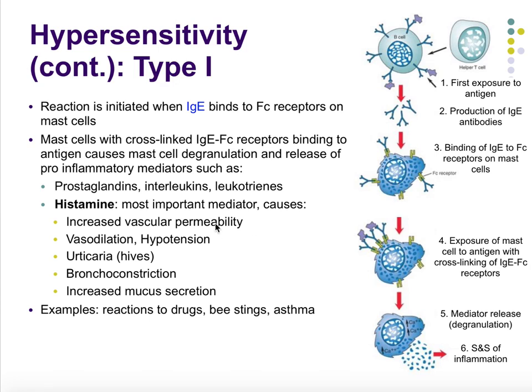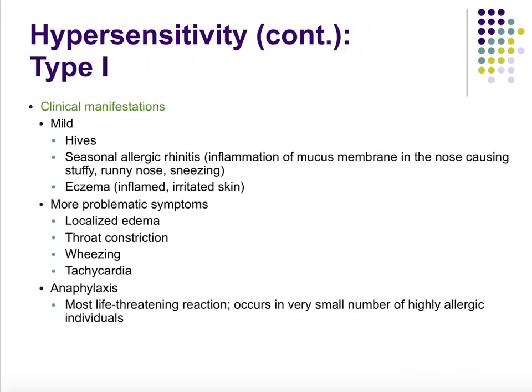When you increase vascular permeability, that means more components from the blood, including water, will leave the blood, dropping blood volume. You'll see signs like hives, and then you'll also see bronchoconstriction, which makes it difficult to breathe, increased mucus secretion, which also makes it difficult to breathe. So examples would be a reaction to certain drugs that you're allergic to, bee stings, asthma.